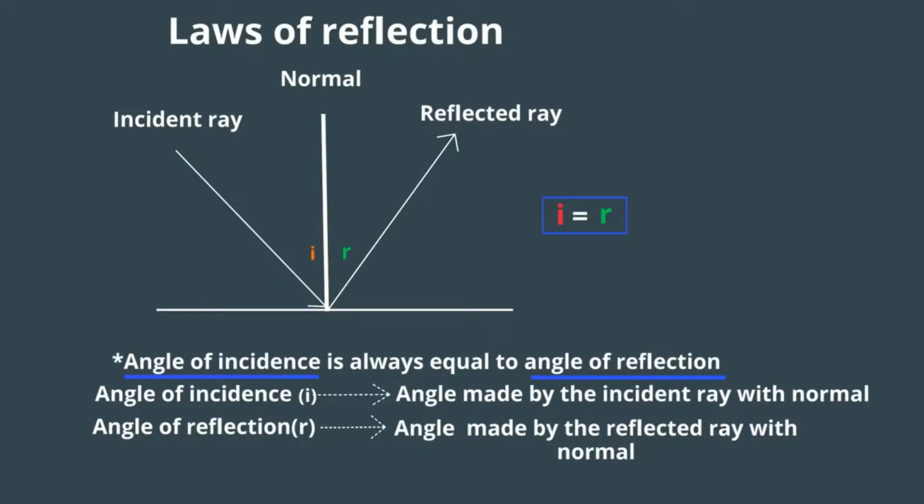Here, as I is equal to R, if the incident ray strikes at this point, then the reflected ray will travel along this direction only, so as to keep R same as I. If I move the incident ray here, then the reflected ray will also move to keep the measure of R same as I. This was about the first statement.